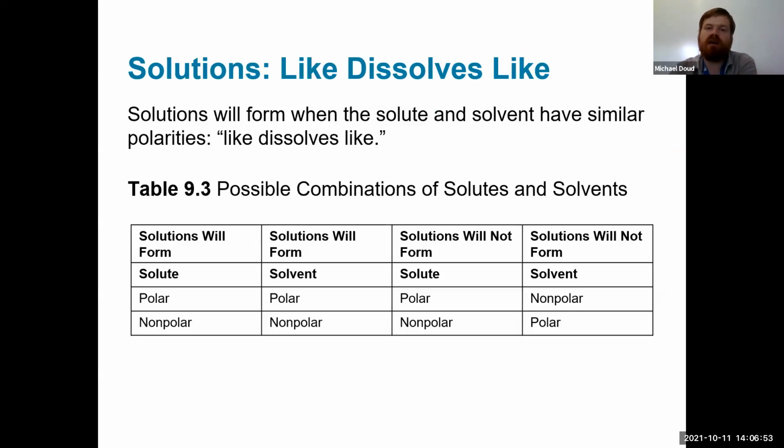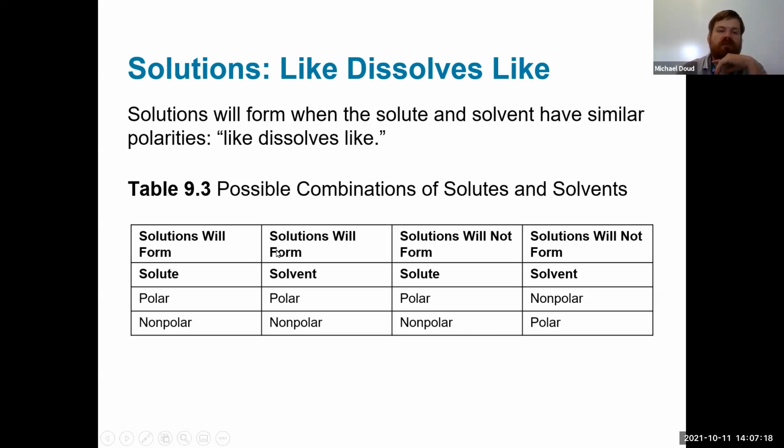Now, the principal rule, the rule of thumb that we use for whether solutions will form or not, is this idea that like dissolves like. In other words, solutes that have similar intermolecular forces as the solvent will tend to dissolve. Whereas if they are unlike, in other words, if they have different types of intermolecular forces, then they won't dissolve.